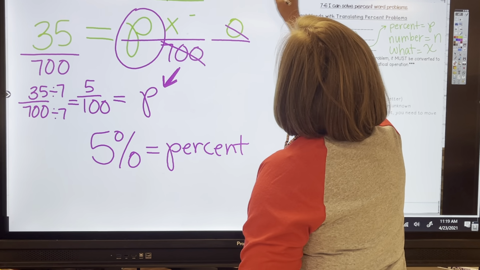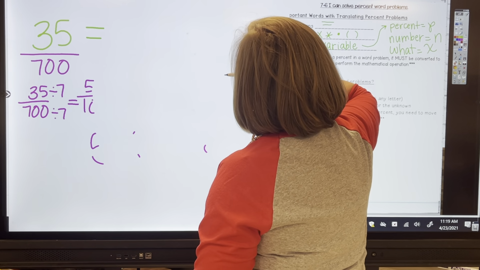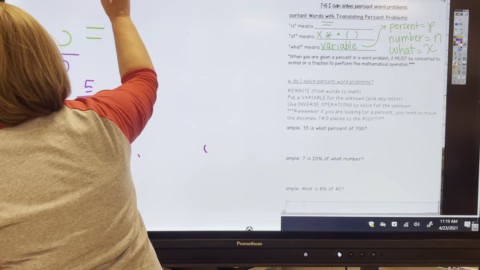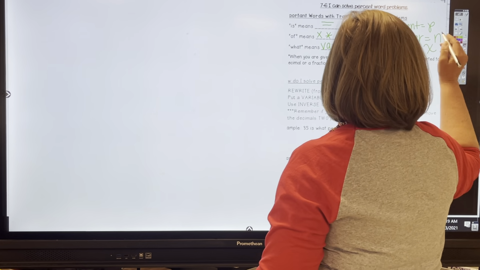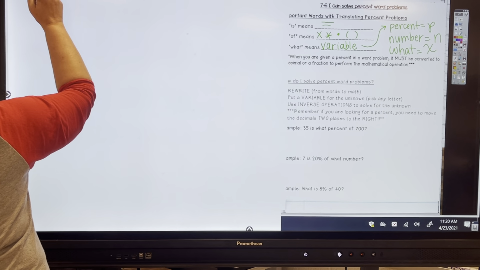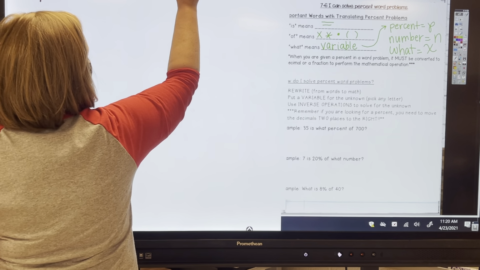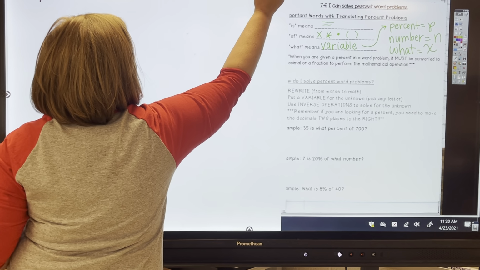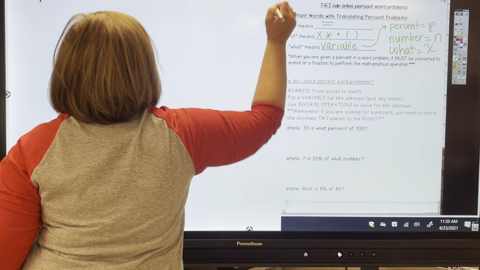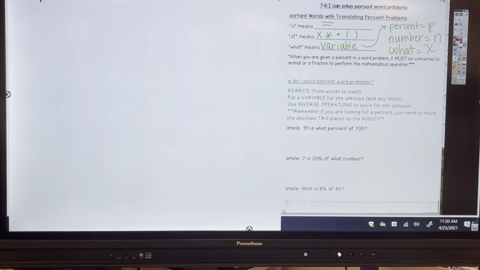All right, I'm going to write the second one up here, and we're going to talk about it for just a second because it is a little bit different than the one we just did. We have 7 is 20% of what number? So, 7. Is 7 math or words? Seven is math, so write 7.